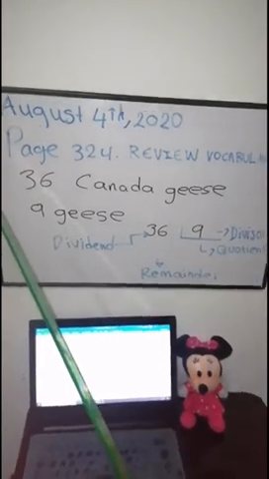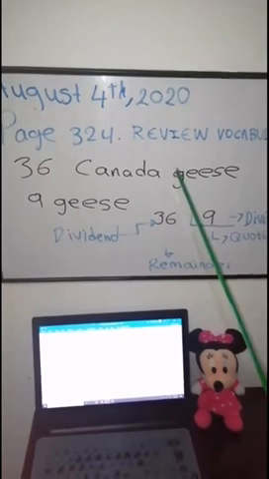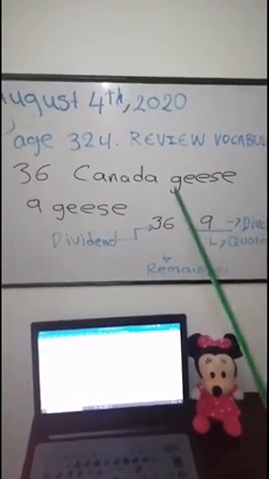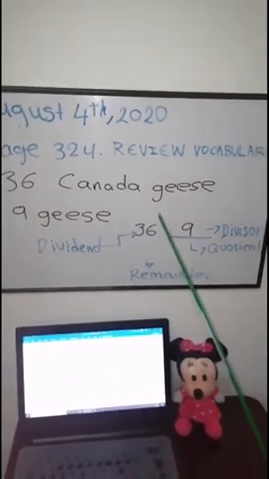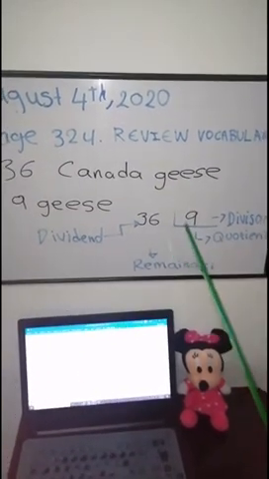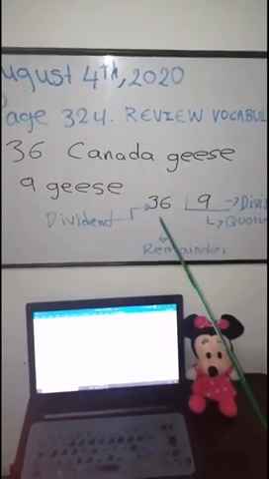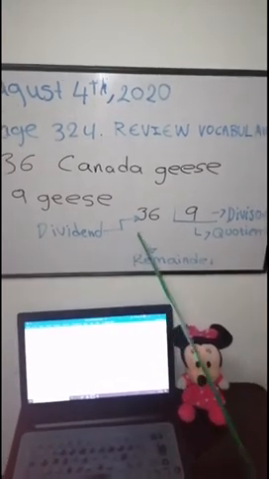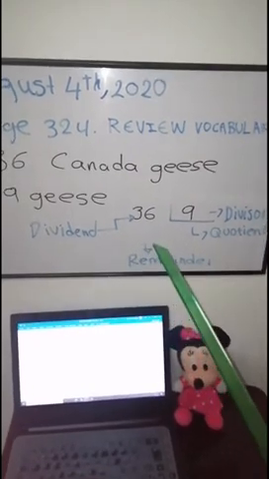So, remember, we have 36 Canada geese living in a local pond. They live in groups. Each group has 9 geese. So 36 divided by 9, you are going to look for a number that you multiply by 9 and it is close or equal to 36. So 36 is the dividend, 9 is the divisor, the answer is the quotient, and the leftover is the remainder.